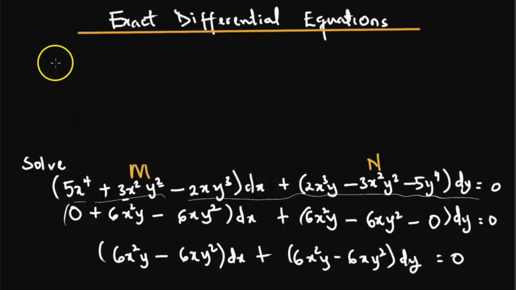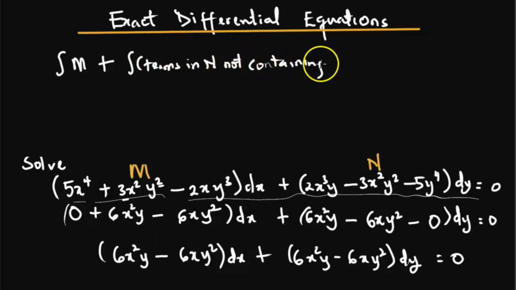And that formula is the integral of M plus the integral of the terms in N not containing x. So we're going to integrate M and we're going to integrate the terms in N that don't contain x. Now we're integrating M with respect to x. Remember that M is a function of what? x and y. So M is a function of x and y.